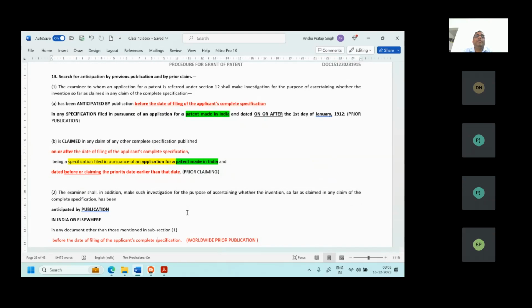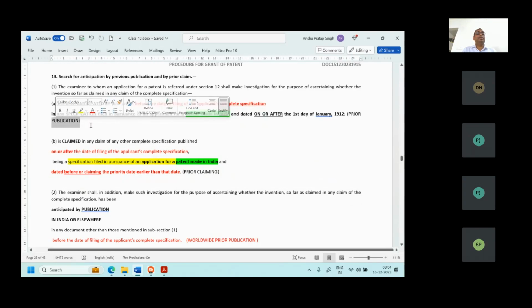So this is called worldwide prior publications. We can refer to it as a worldwide prior publication, and this as an Indian publication, Indian patent. Now another thing, please remember, when we are talking about the publication, it talks only about the specification part. 13.1a is focused on specification, while 13.1b is focused on the claim.